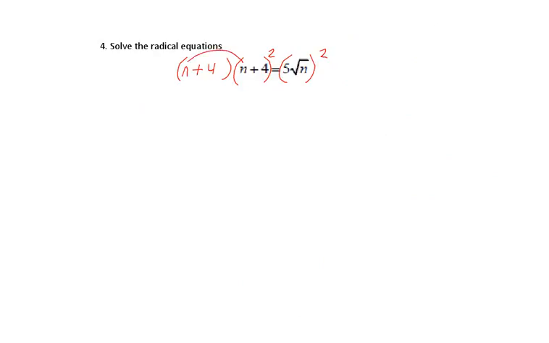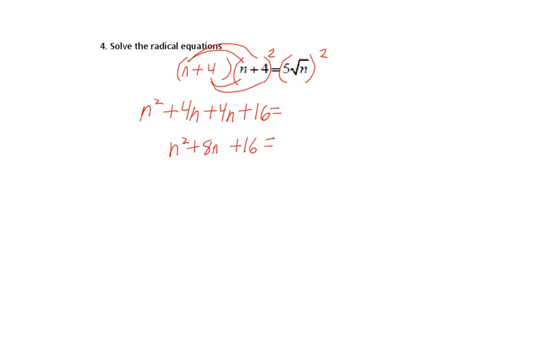So n times n is n squared. n times 4 is 4n. 4 times n is 4n, again. And 4 times 4 is 16. And the 4n's can add to become n squared plus 8n plus 16. All right, great. We'll come back to that.